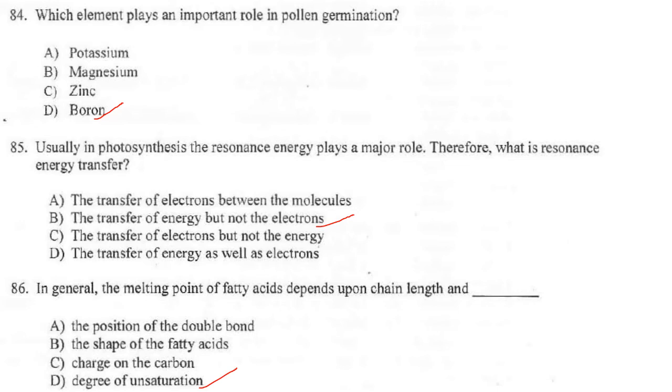Usually in photosynthesis, resonance energy plays a major role. Therefore, what is resonance energy transfer? The transfer of energy but not the electrons. Answer is option B. Then, in general, the melting point of fatty acid depends upon chain length and also on the degree of unsaturation. Answer is option D. So melting point of unsaturated fatty acid decreases with increase in double bonds. Then, as the number of carbons in the fatty acid chain increases, so does the melting point.